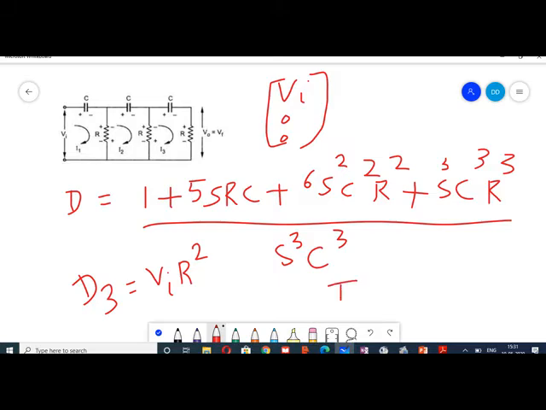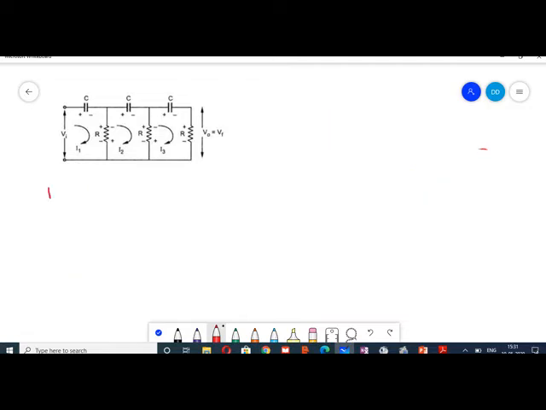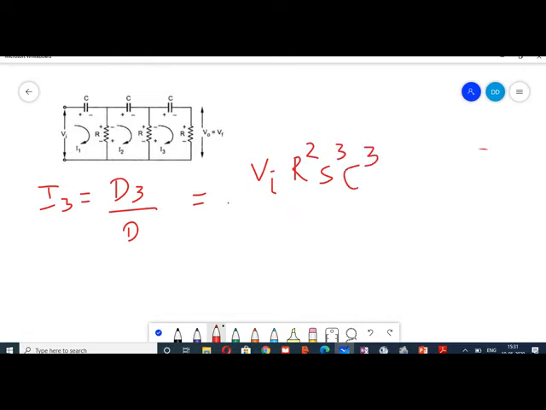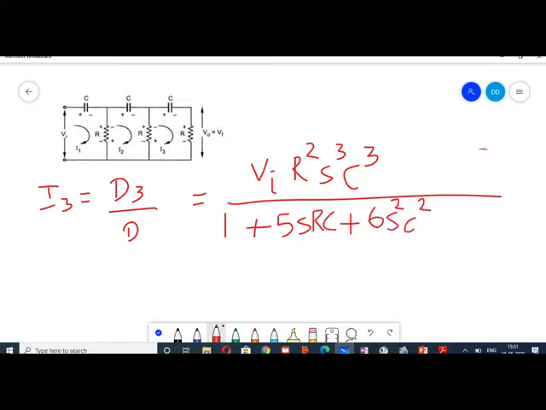So now we have I3 with us, which is equal to D3 by D. So I3, which is equal to D3 by D, is equal to Vi R square. The denominator one goes here as S cube C cube divided by 1 plus 5 SRC plus 6 S square C square R square plus S cube C cube R cube.